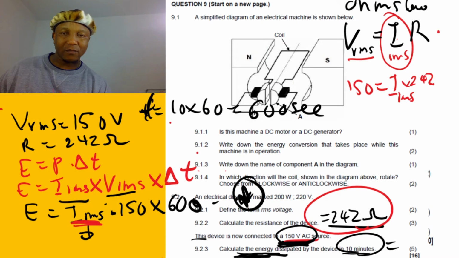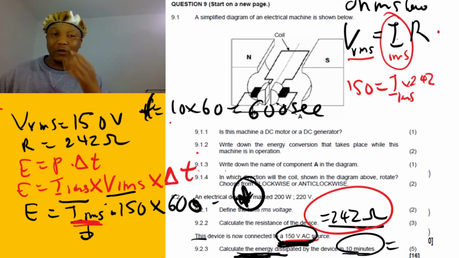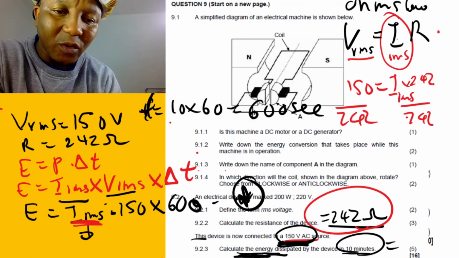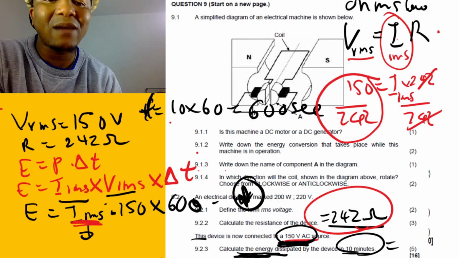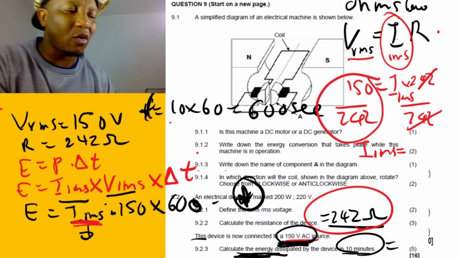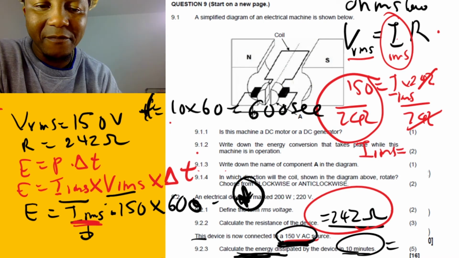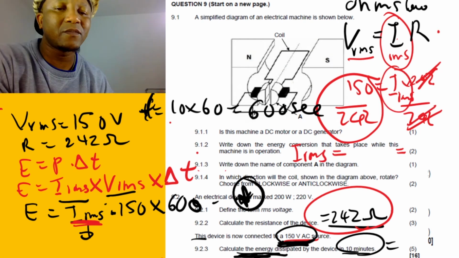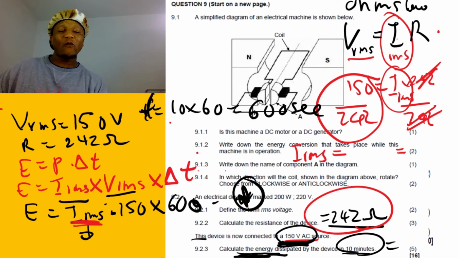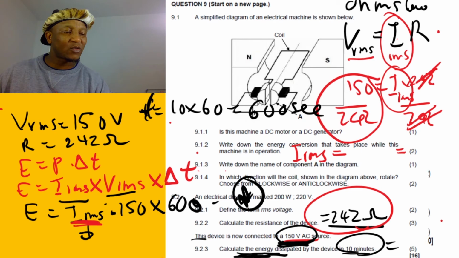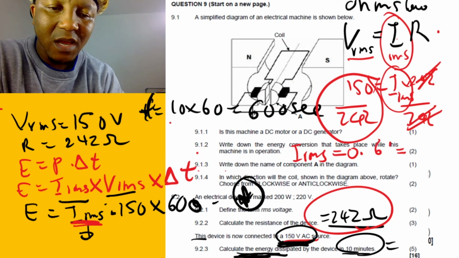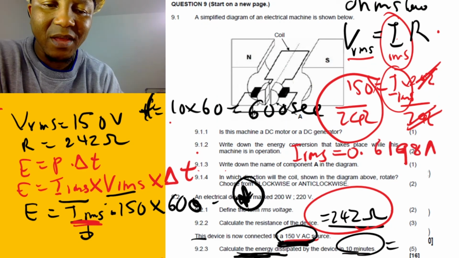Now we can simply divide by 242 on both sides. This and this cancel. Plug this in the calculator, and it's going to give us the RMS current. Because we divided by that, the RMS current equals 150 divided by 242. 150 divided by 242 is going to give you 0.6198 ampere. When you approximate this, it's 0.62 ampere.